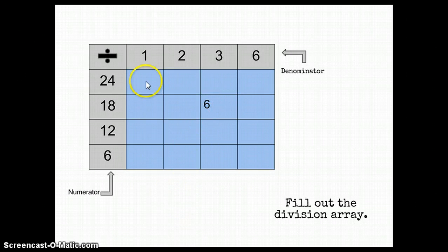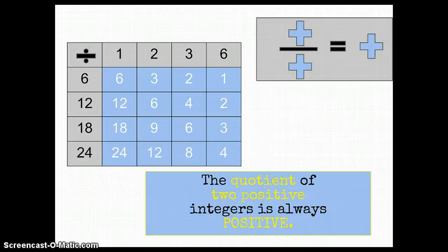Now, complete the rest of the division array by filling in the rest of the boxes. Please pause the video and then press play when you're finished. This is what your completed array should look like for step 4. When you take a positive and divide it by a positive, the quotient will always be a positive answer.